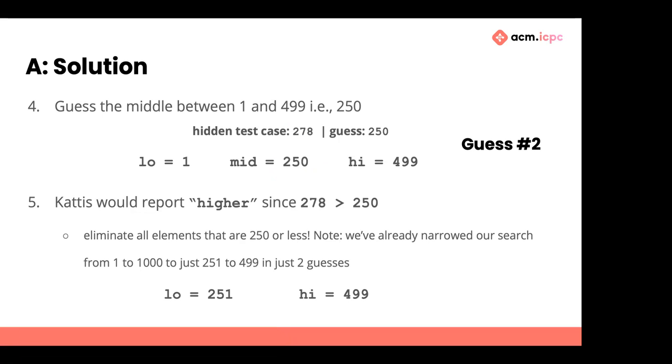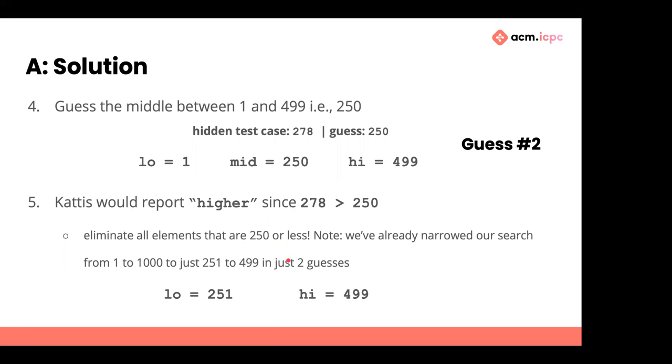And now that we know that 278 is higher than 250, we know that it cannot possibly be smaller than 250, right? So we can eliminate any element that is between 1 and 250, which is essentially setting low to 251. And notice how just in 2 guesses, we went from 1 to 1,000 to just 251 to 499. We've halved our data twice already in just 2 guesses. So again, we look at 251 and 499.